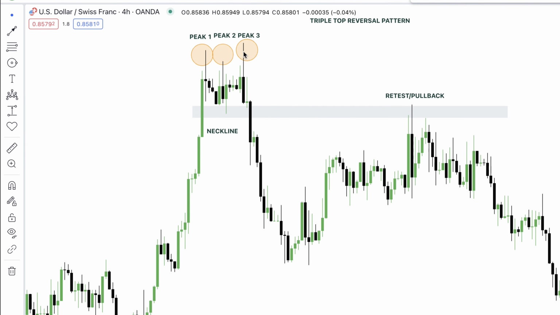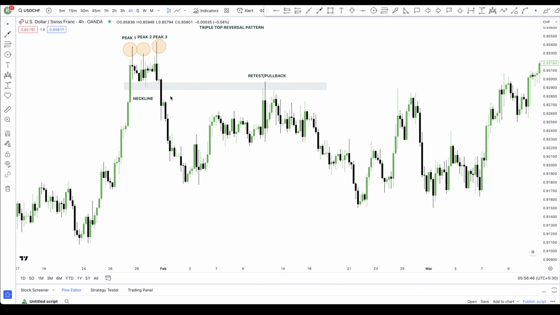So imagine I took my entry at the third peak. It means that I can take my profit somewhere around this area, or I can take my first profit around this area, then I can also take my profit around this area, which means I'll be making more profits than the conservative traders who are going to take theirs from the break of the neckline and the retest of the neckline.